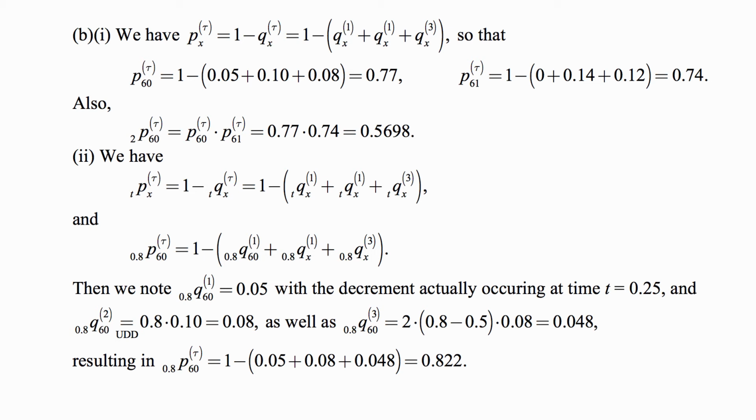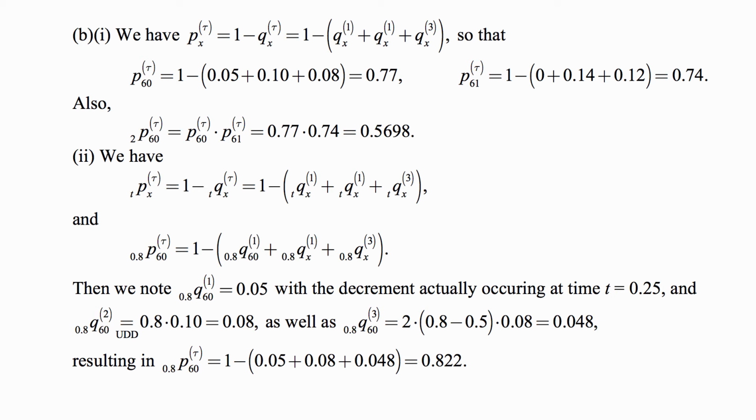For the second part, we have tpx tau, again equal to 1 minus these probabilities, so that the probability sought is equal to 1 minus these q probabilities for the time interval 0.8. Then we note that 0.8 q61 is 0.05, with the decrement actually occurring at time t equal to 0.25, and 0.8 q62 upper 2 is equal, under UDD, Uniform Distribution of Death Assumption, 0.8 times 0.10, so it's 0.08.